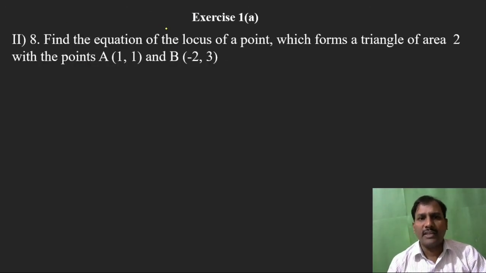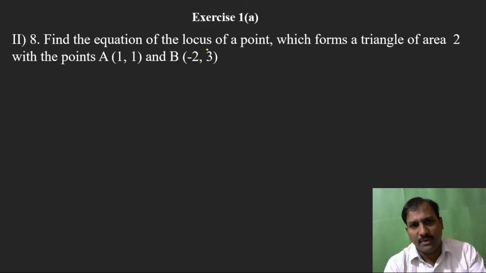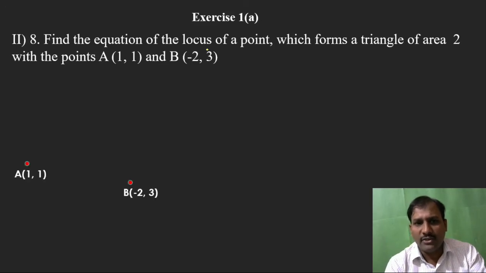Find the equation of the locus of a point which forms a triangle of area 2 with the points A(1, 1) and B(-2, 3). Here the problem is similar to the previous problem. So here also they have given 2 points.